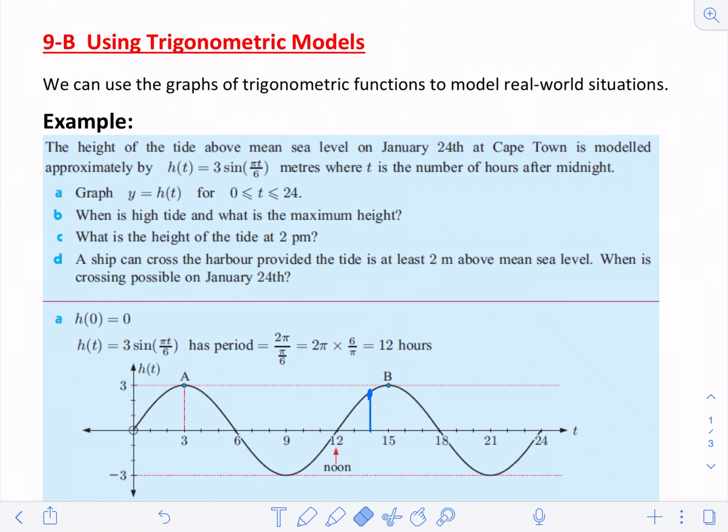Hi everybody, welcome back. And today for math, we're going to be discussing section 9b, which is using trigonometric models.